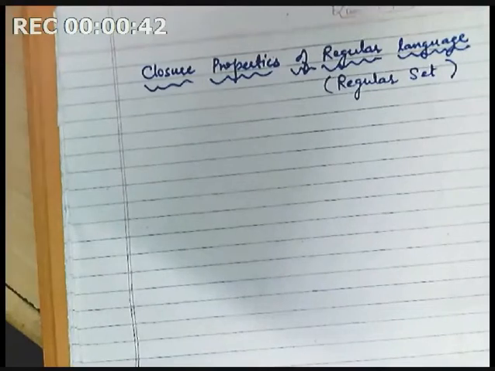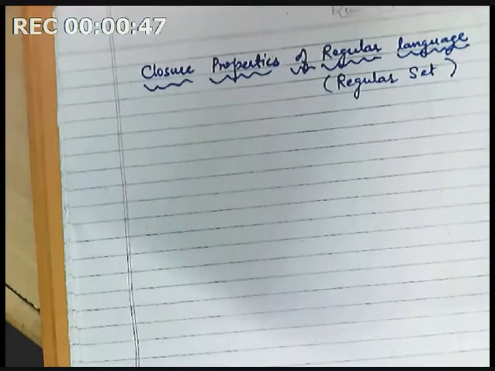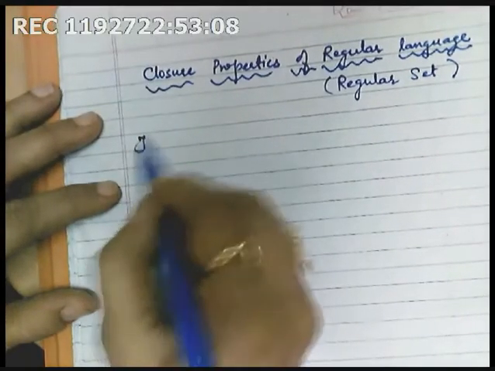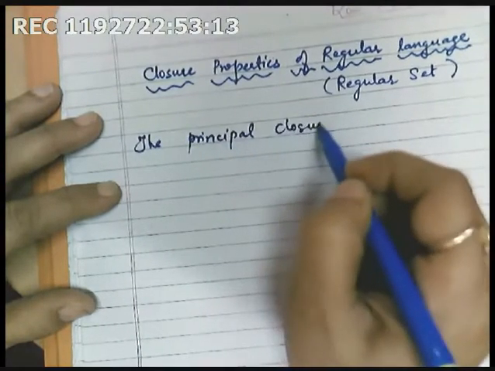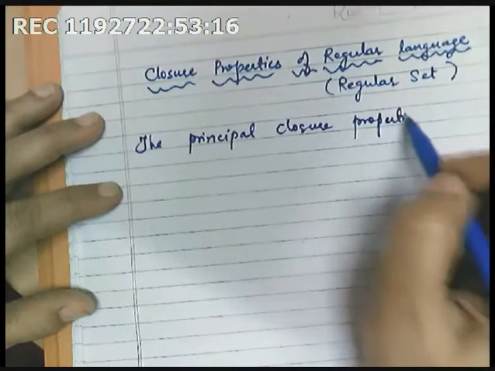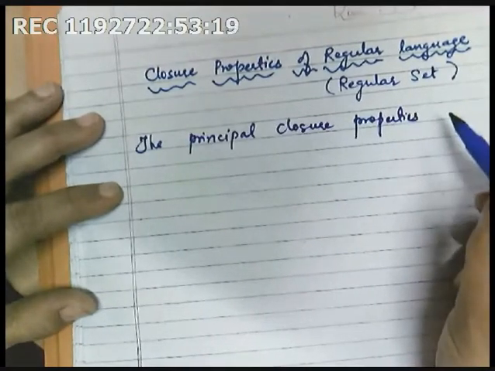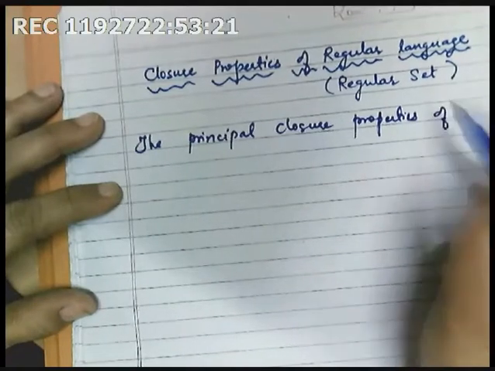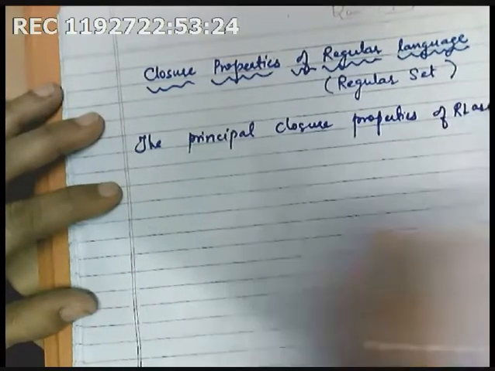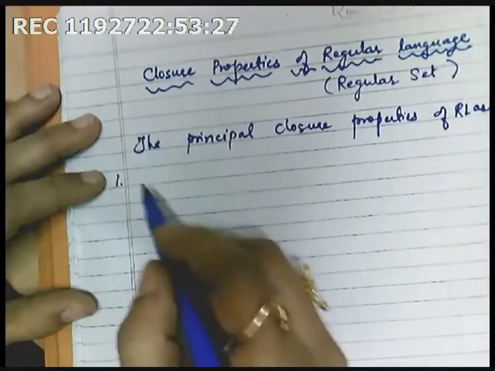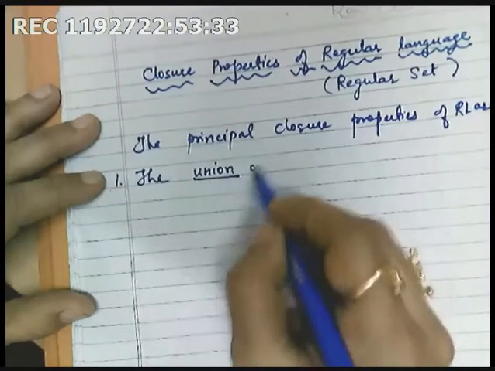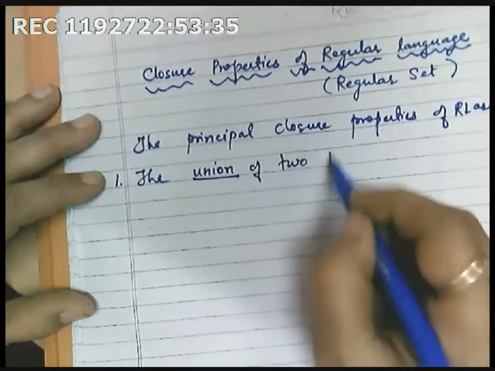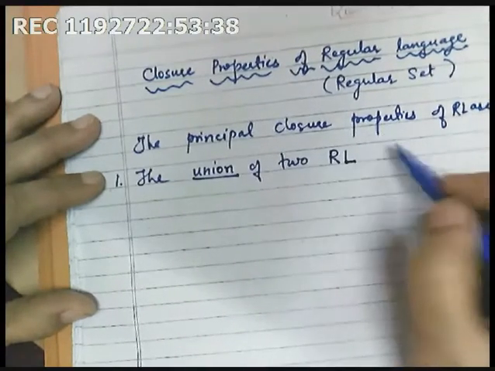So what are the different closure properties for a regular language? It is mentioned like this. The principal closure properties are, very first, the union of two regular languages is regular.